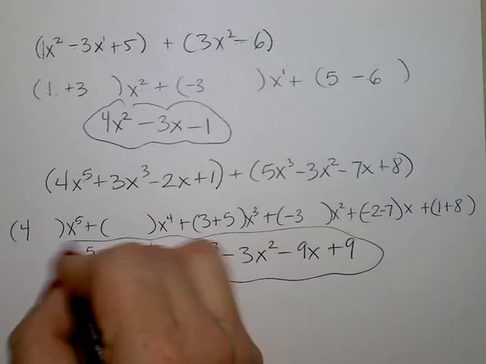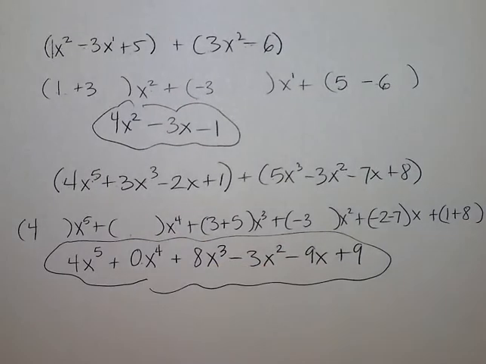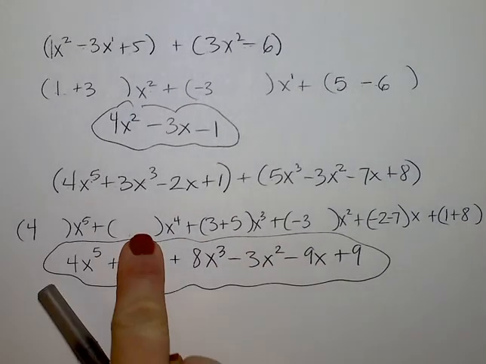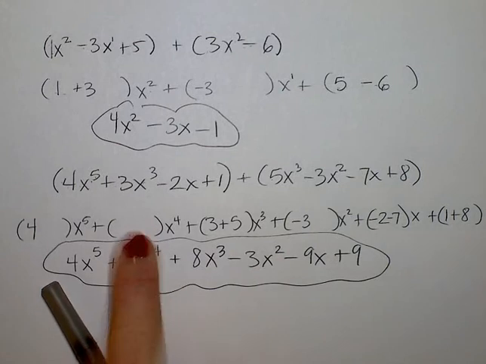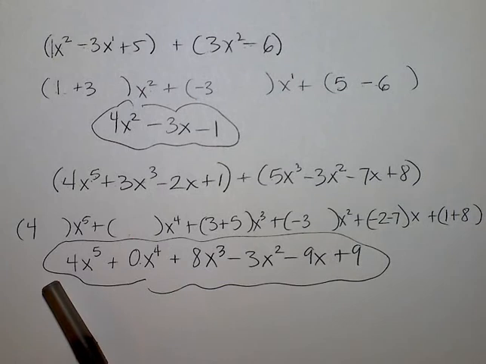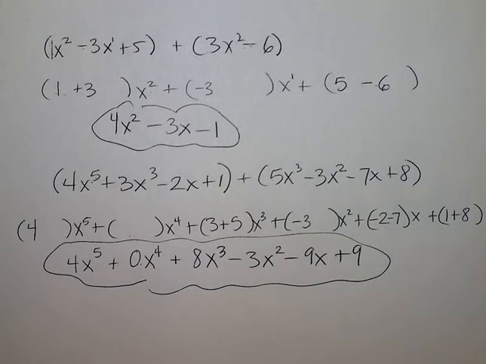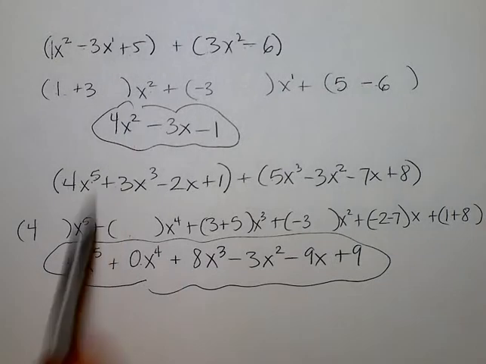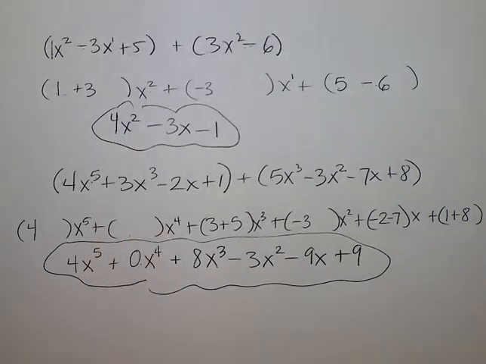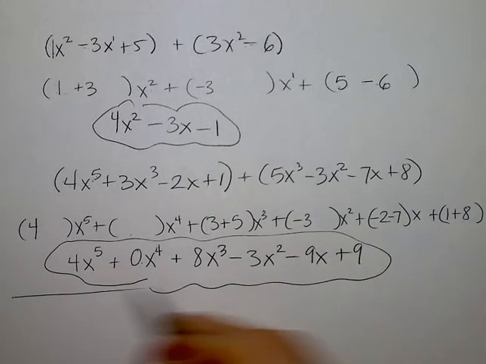An alternative way to write this is to simply exclude this portion. So it would look just like that. This answer that you see, or including 0x to the 4th, are both reasonable answers. These are both examples of adding polynomials. Now we are going to go over subtracting polynomials, which is the same concepts in essence.